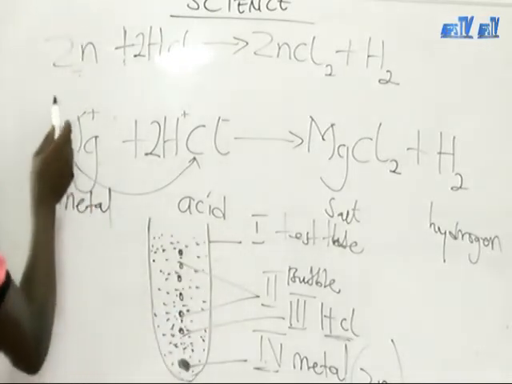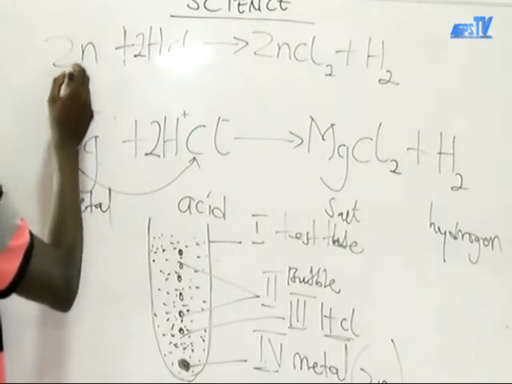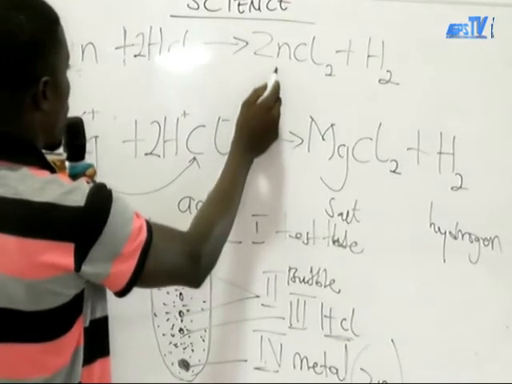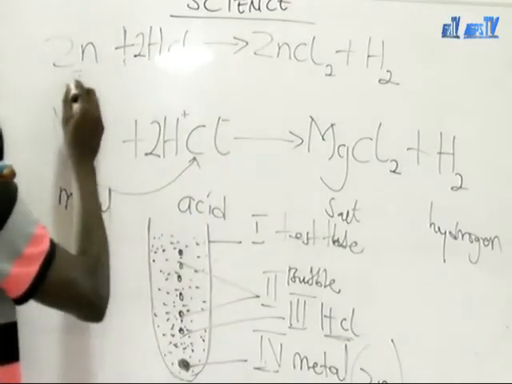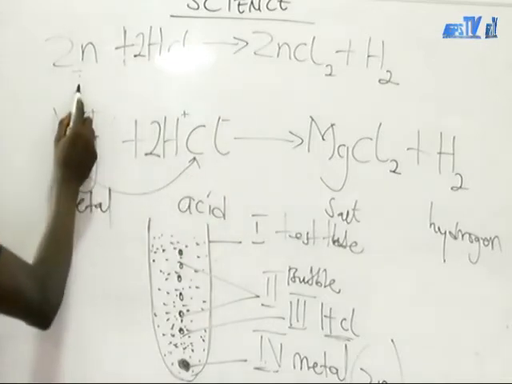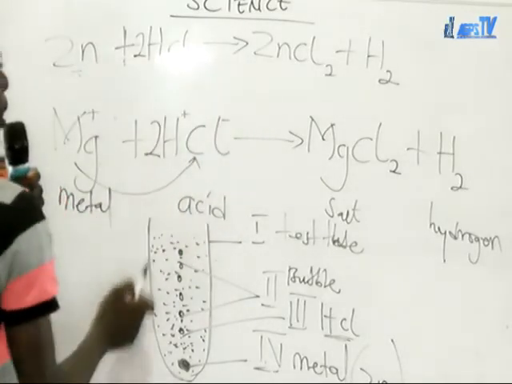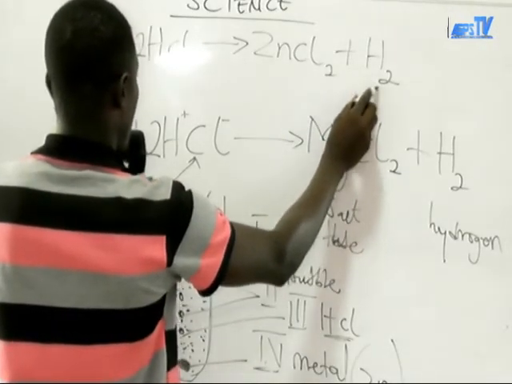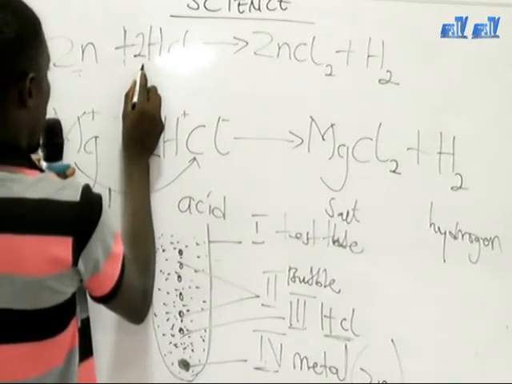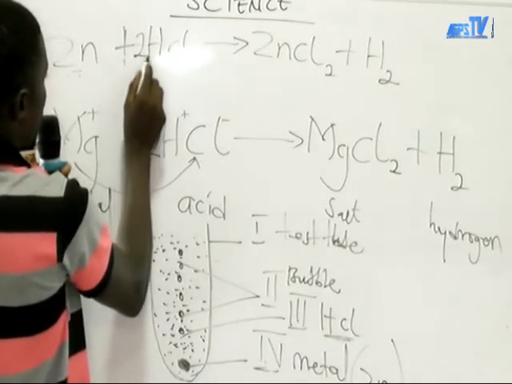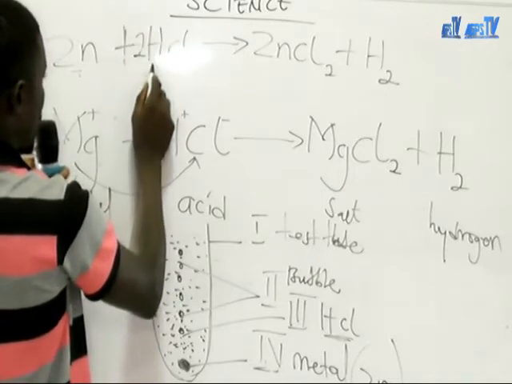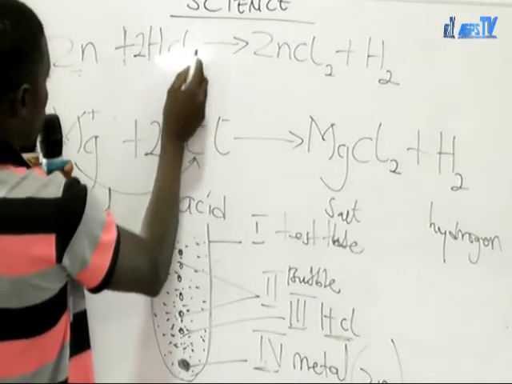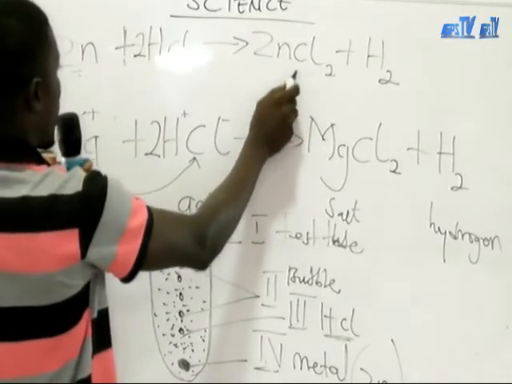Now here, we have 1 atom of zinc. If you go to the other side, we have another 1 atom of zinc. So it means that zinc is balanced. 1 here, 1 here. So we are done with the zinc. Now let's go to hydrogen. Here we have 2 atoms of hydrogen. Here we have 2 as well. 2 times this will give you 2 atoms of hydrogen. So the hydrogen is balanced. And here too we have chlorine. This 2 is multiplied by this chlorine, so 2 atoms of chlorine. So we have another 2 atoms of chlorine.